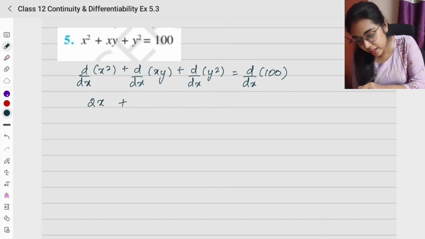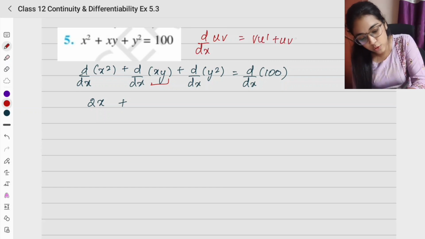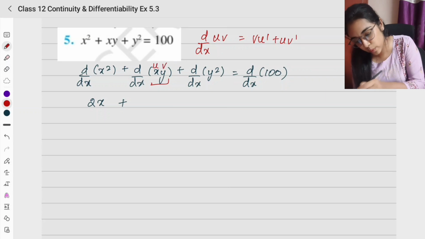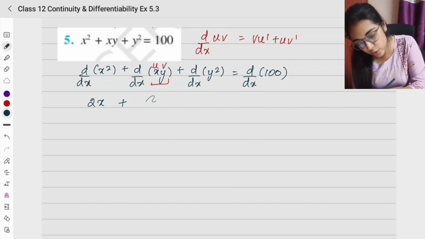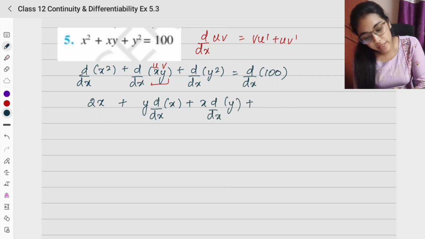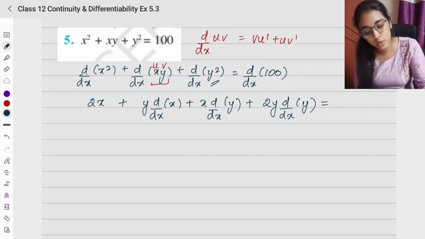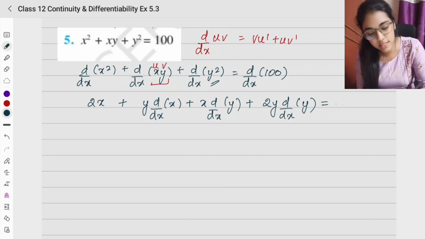Plus here I have again a product. So in xy, again using the formula, d by dx of uv is going to be v u dash plus u v dash. So x is my u and y is my v. So putting it in the formula, what happens? v u dash, which is going to be y times d by dx of x plus u v dash. So x times d by dx of y plus d by dx of y square. Differentiating this, we get 2 times y into d by dx of y. Correct? We differentiated y also. Is equal to d by dx of 100. What is the derivative of a constant? It is going to be 0.